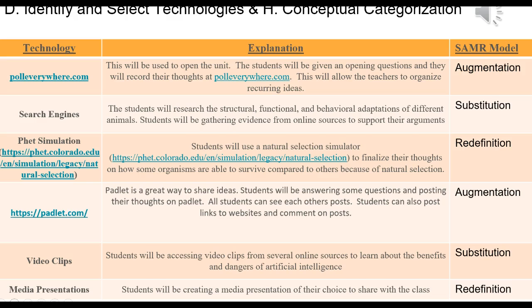We also hit the redefinition stage by allowing students to create a media presentation. They use this media presentation to defend their arguments, either for or against the development of artificial intelligence. And students can present their ideas in ways previously unavailable by adding videos and simulations and also interactive charts and graphs. Some other technology that just fits in the substitution section of the SAMR model is they will use search engines to research ideas and access video clips from online.